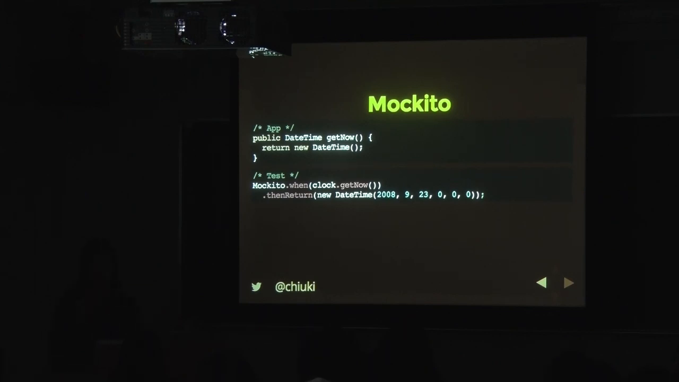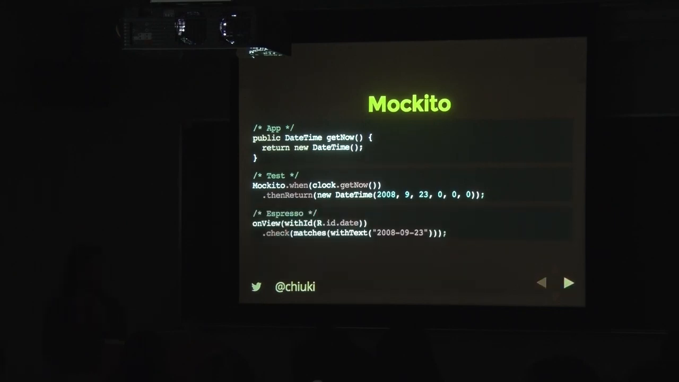So therefore, in our test, we are going to use Mockito. And this is how you specify things in Mockito. Basically, what you're saying is that, well, when somebody calls the getNow function on my clock object, I'm going to return this one. This is also a DateTime object, but I specified the exact moment in time. So it's the year 2008 in September on the 23rd at midnight. So that way, every time we run the test, I know the time because I have specified it myself. Which this day, by the way, is the date that Android launched. So yay.